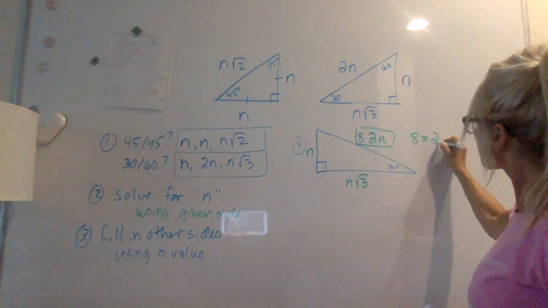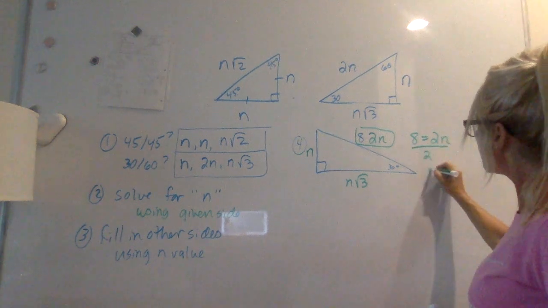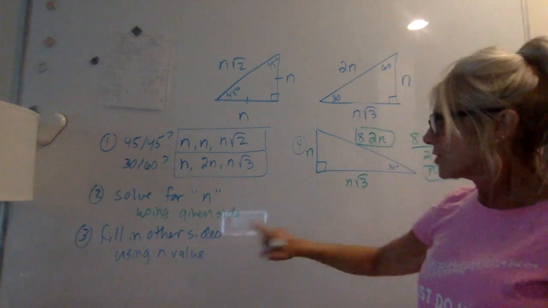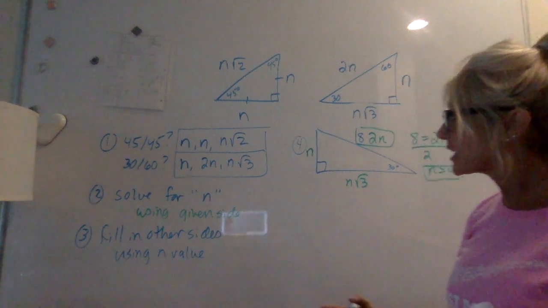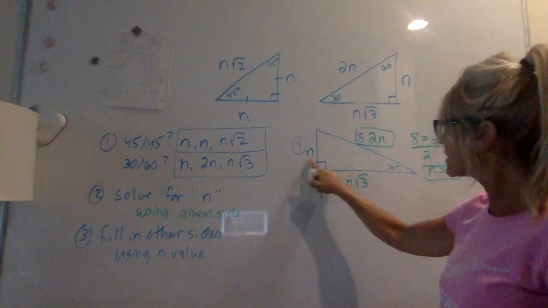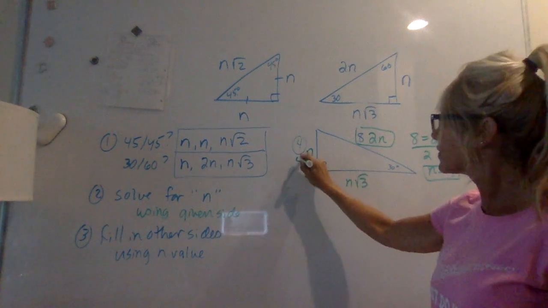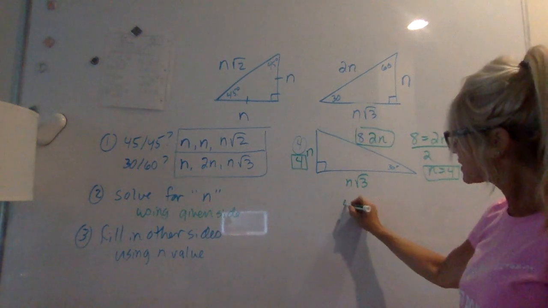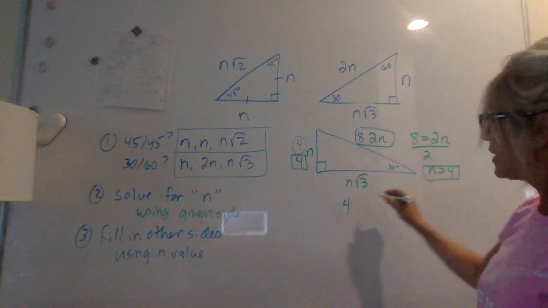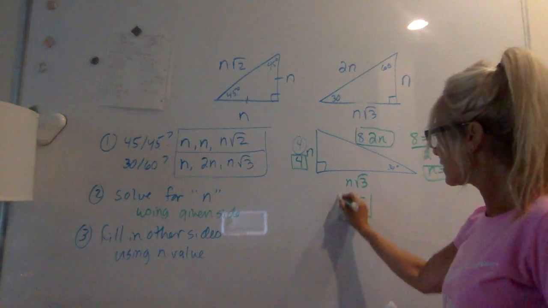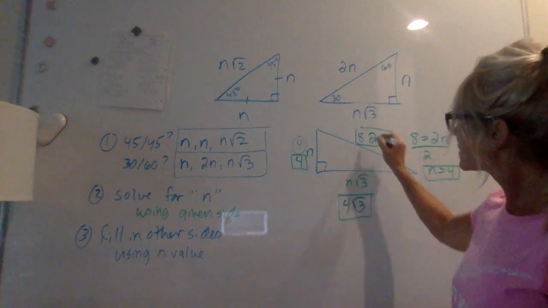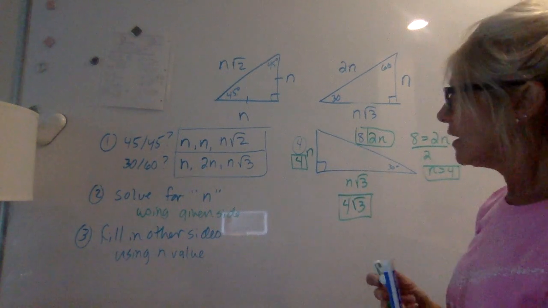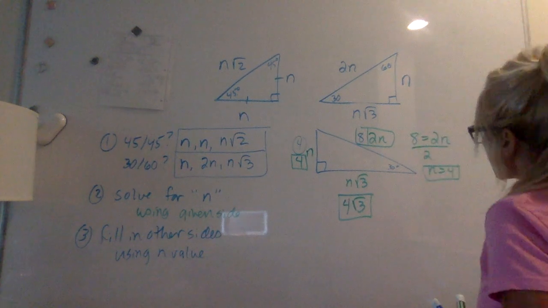If 8 equals 2N, dividing by 2, then N is obviously 4. So now I'm done with step 2. The last thing I do is go around and fill in the other sides. If this is an N and N is 4, then this side of my triangle is a 4. And down here, I'm supposed to take my N value, which is 4, and put it in front of root 3. So now I know the 3 sides of the triangle are 8, 4, and 4 root 3. That's how I would tackle really all of these.